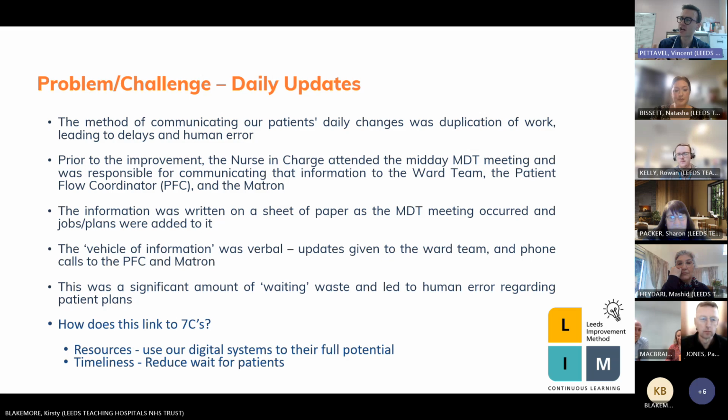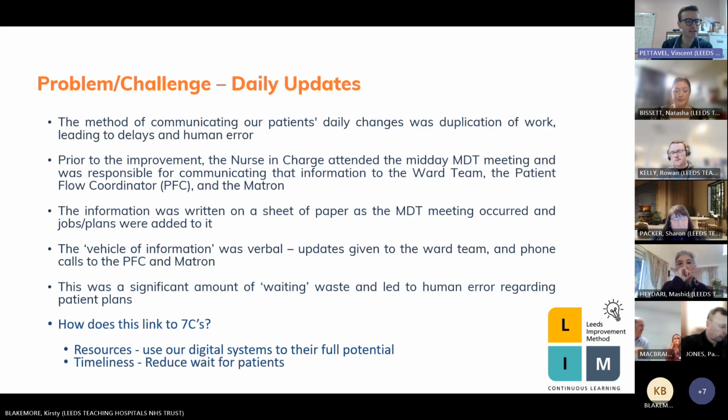In terms of the problem and challenge that we wanted to address with the test of change, we had a great deal of duplication of information. The MDT that we had prior to the test of change will probably be familiar to many of you on the call. We had our nurse in charge attend the MDT with a sheet of paper with beds 1 through 30 written on it. They would write down the updates, for example, bed 1, IV antibiotics, then they need some bloods taken tomorrow, bed 2 needs physiotherapy, and then they can go home, etc., etc.